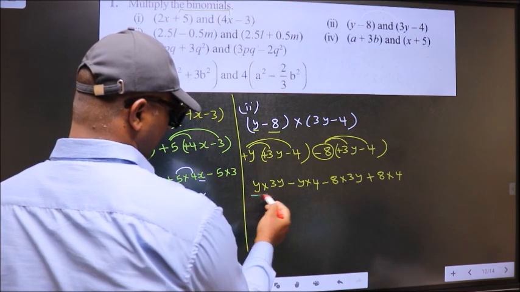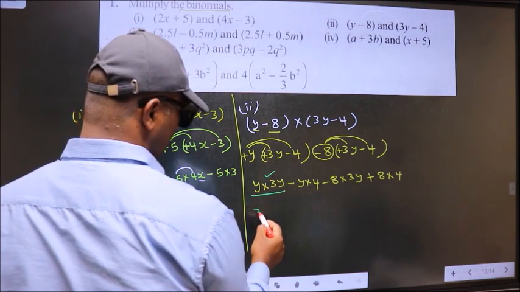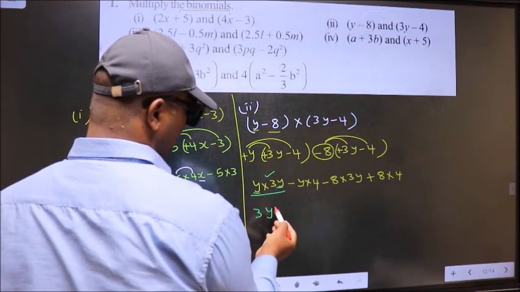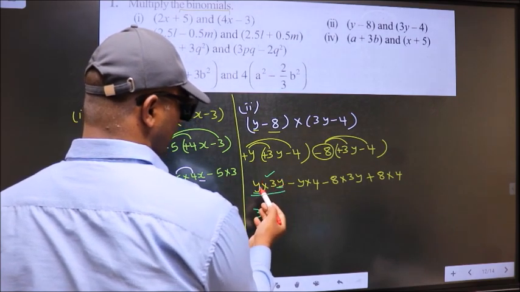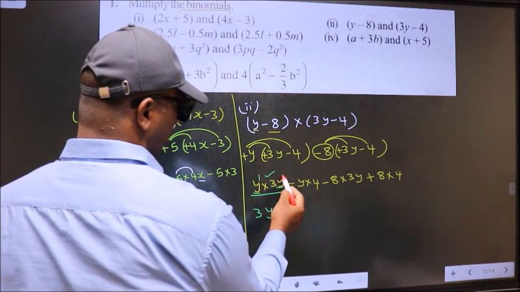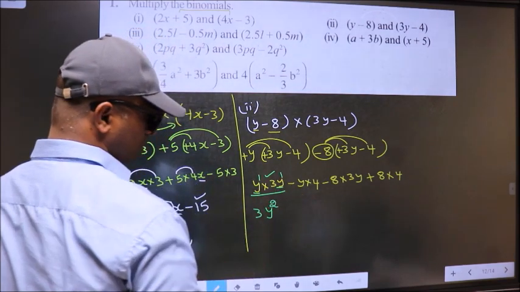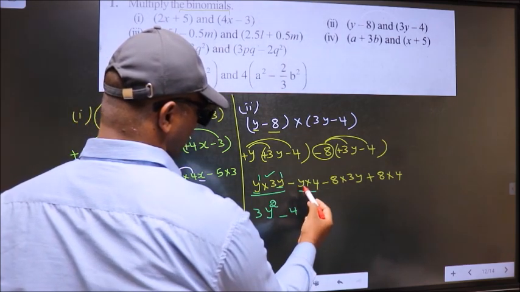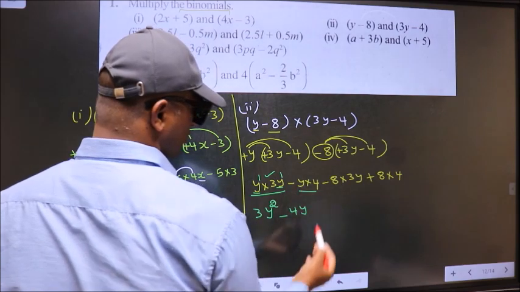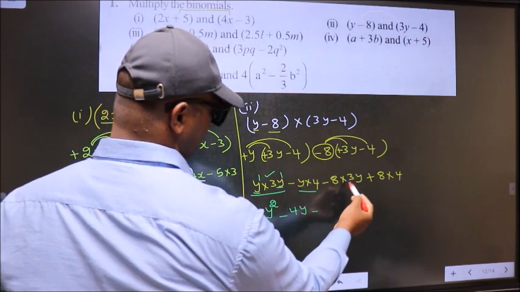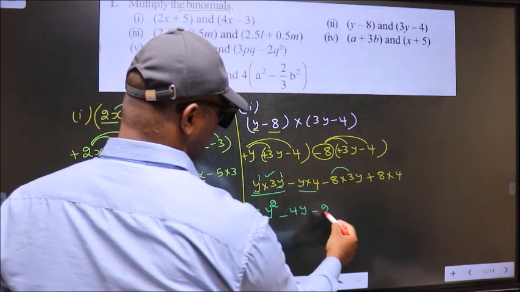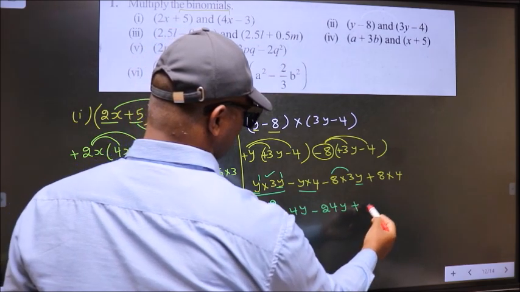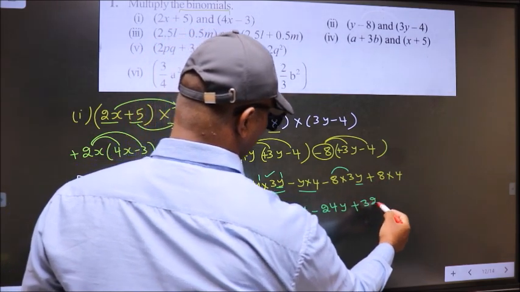Next, in this term first we write the number 3. Now y here also y, and the power is sum of the powers since bases are same. So 1 plus 1, 2, minus here number first 4, y appeared only once, so you write y, minus here the numbers 8 into 3, 24, y appeared only once, so write y, plus 8 into 4, 32.